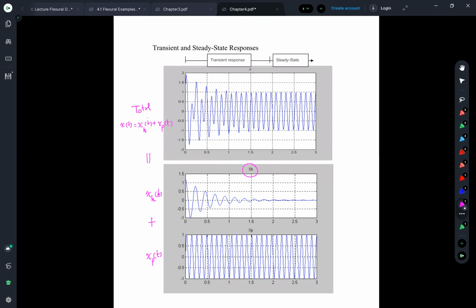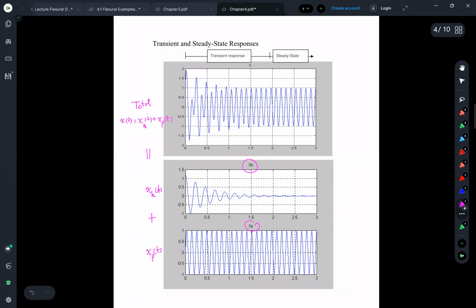The particular term you see on the last plot is just the harmonic function. Okay, so the summation of this will make the system vibrate a little bit not steady at the very beginning. Maybe this to that. And this is called the transient response.